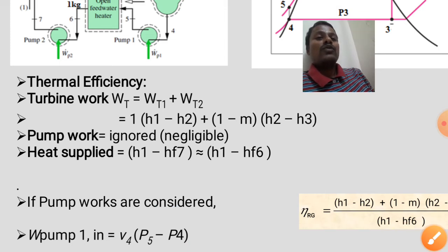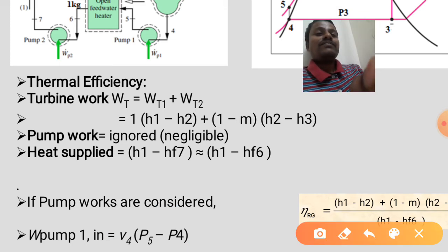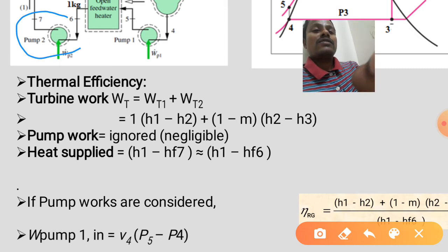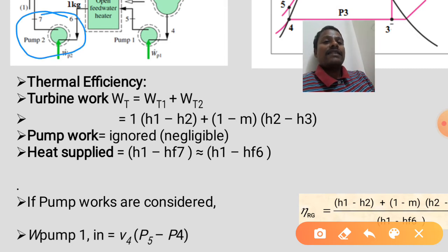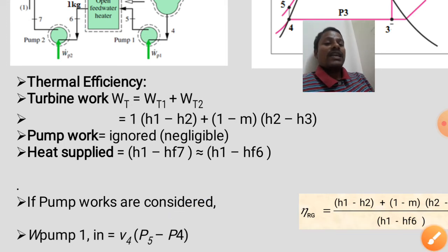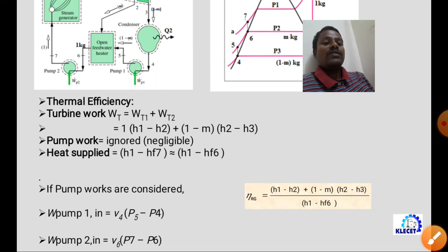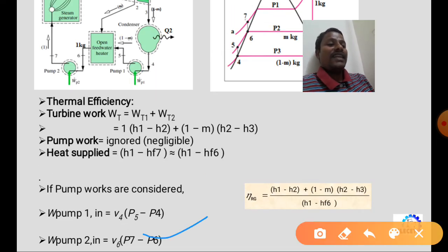Similarly, pump 2 is operating between the process 6 to 7. The inlet specific volume is V6, the higher pressure is P7 and the lower pressure is P6, so V6 into P7 minus P6 is the pump work expression for the second pump, as mentioned on the screen.